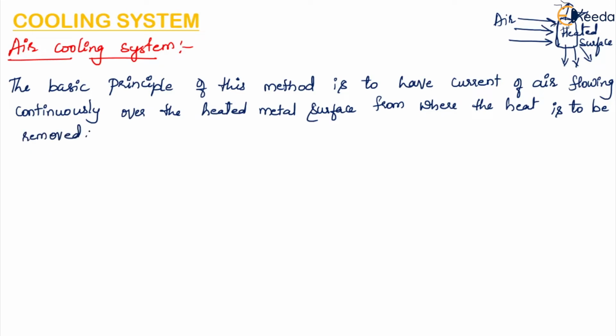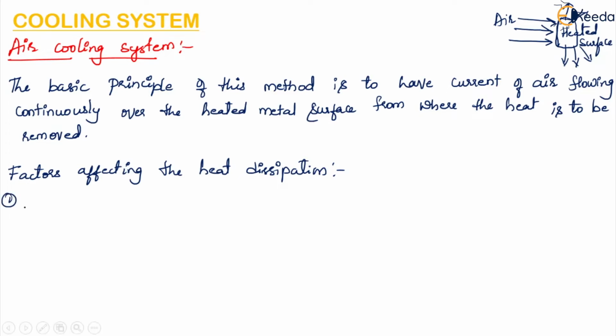So the heat dissipation depends upon the following factors. Depending upon these factors, the heat will be dissipated from the surface of the metal. Factors affecting the heat dissipation. The first factor is the surface area of the metal in contact with the air. The surface area which is in contact with the air will be cooled sooner, or the heat from that surface area will be removed faster.